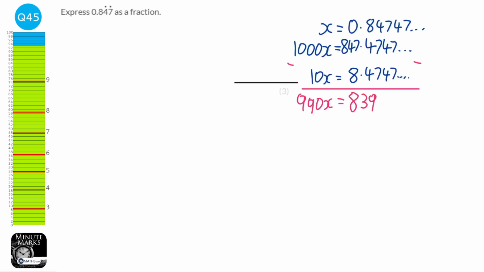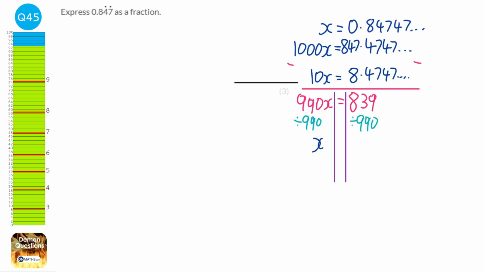And now I'm just going to put my lines in. What I'm going to do now is just divide both sides by 990. On the left hand side we've got x, and on the right hand side we have 839 over 990. So as a fraction it's going to be 839 over 990.